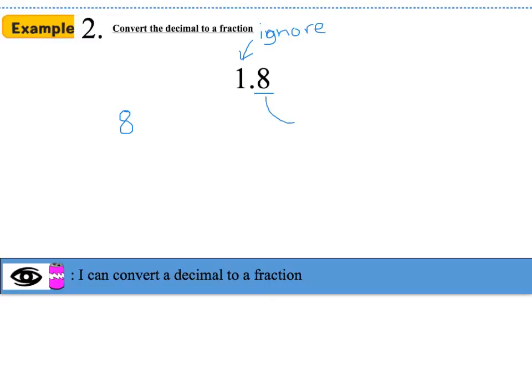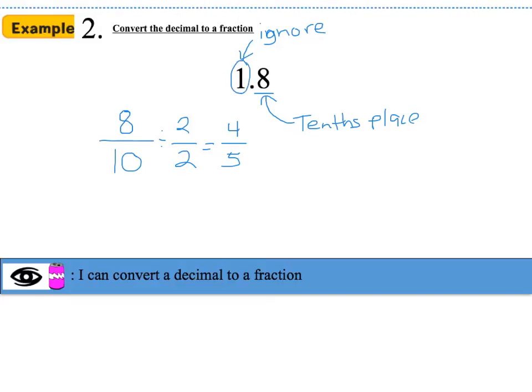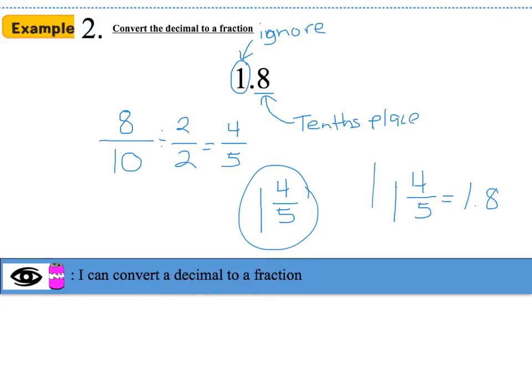We know that the 8 is in the tenths place. So the denominator has to be 10. So let's go ahead and reduce top and bottom by 2. 8 divided by 2 is 4, and 10 divided by 2 is 5. So I got 4/5, but I have to remember to go back and bring down my whole number, so my answer becomes 1 and 4/5. So I just converted that decimal into a fraction. I know that 1 and 4/5 is equal to 1 and 8/10.